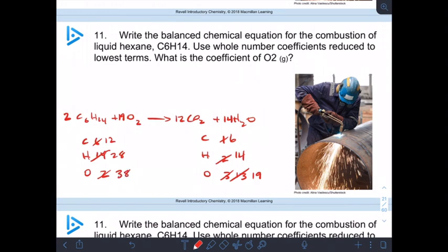Don't freak out because they're large numbers. On the right, now I have 12 carbons. I have 24 oxygens with the CO2, and then another 14 with my H2O. So that's going to give me 38. And then my hydrogens, I have 2 times 14 is 28. I can't reduce those coefficients any lower because there's no common multiple between all of them.